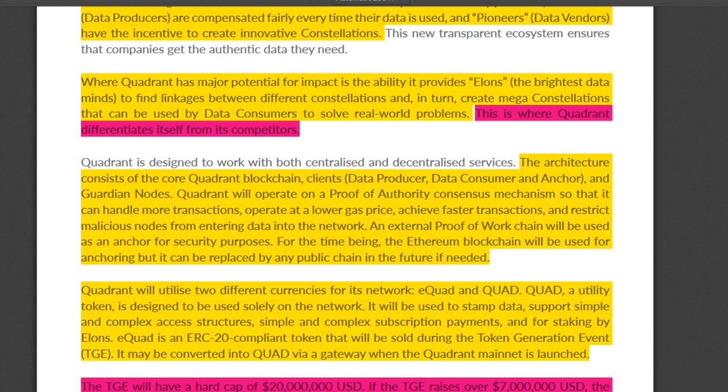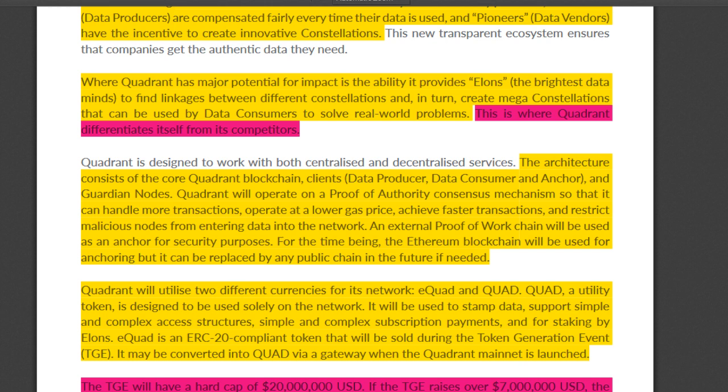eQuad, that's the token that's being generated for the ICO. That's an ERC20 compliant token that will be sold during the TGE and may be converted into Quad via a gateway when Quadrant mainnet is launched. That's in May, is what's on the roadmap. Everything sounds like it's rolling towards that.